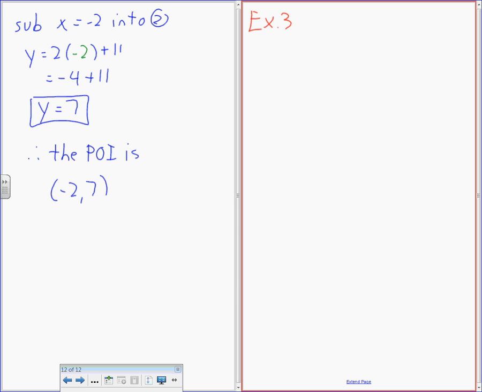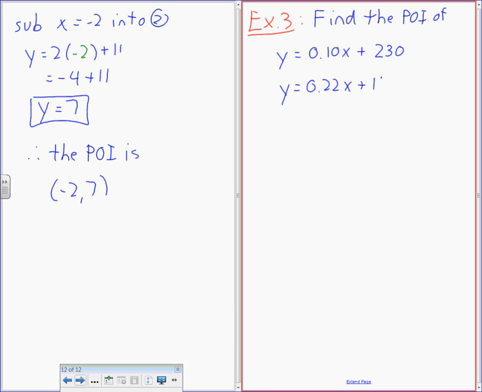If somebody can correct me when I make a mistake here. It was find, it was 0.1x plus 230, is that right? That's right? Okay. I'm going to hit pause in the video. I want you guys to solve this for me with algebra.